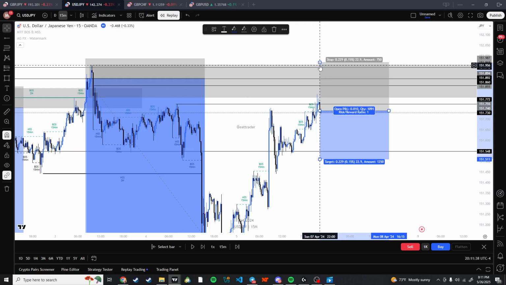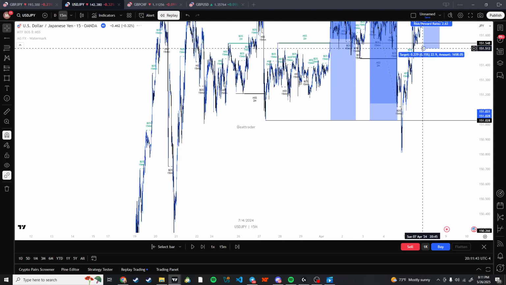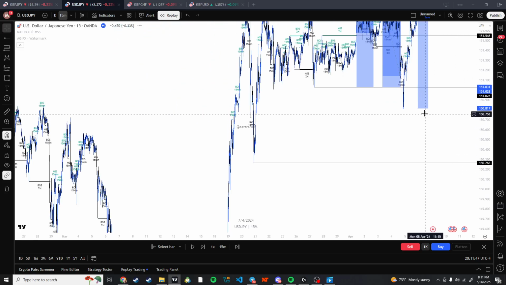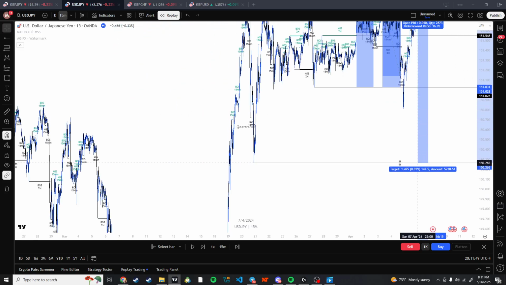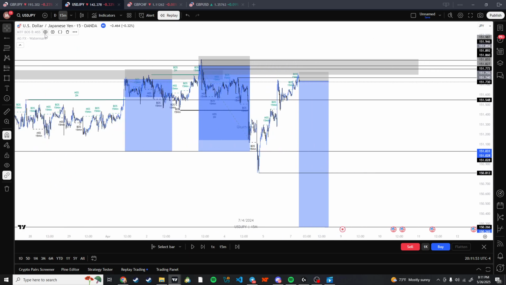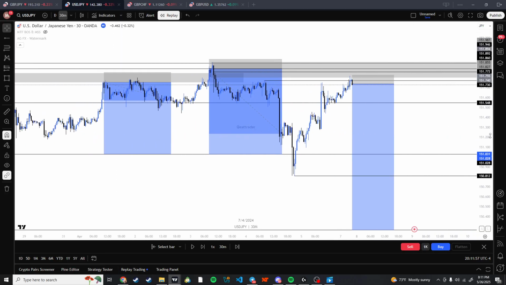Enter right here. Stop loss above here. Tiny stop. And we can have that as our first target for a 10 RR. And then we target that 16 RR. Let's see. Take this out of here. Alright. 30-minute. Let's see.